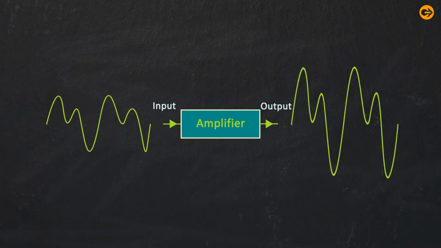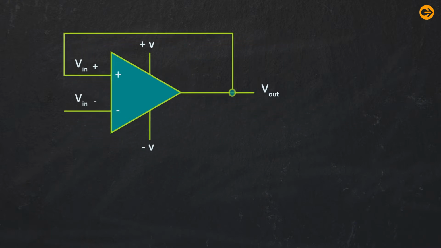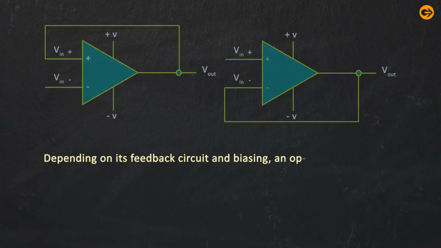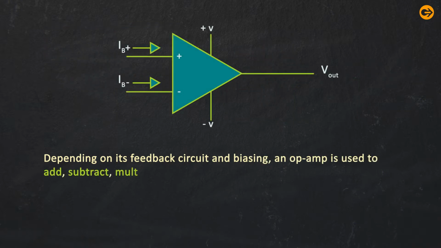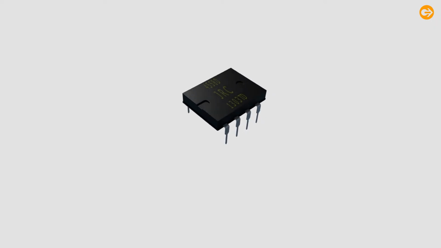So let's get started. We already know that an amplifier is used for converting the signal strength of a particular wave without adding external noises. But an operational amplifier, commonly known as an op-amp, is a two-input and single-output differential voltage amplifier, which is characterized by high gain, high input impedance and low output impedance. Depending on its feedback circuit and biasing, an op-amp is used to add, subtract, multiply, divide, and can even perform calculus operations like differentiation and integration. These op-amps are very popular construction blocks in electronic circuits.